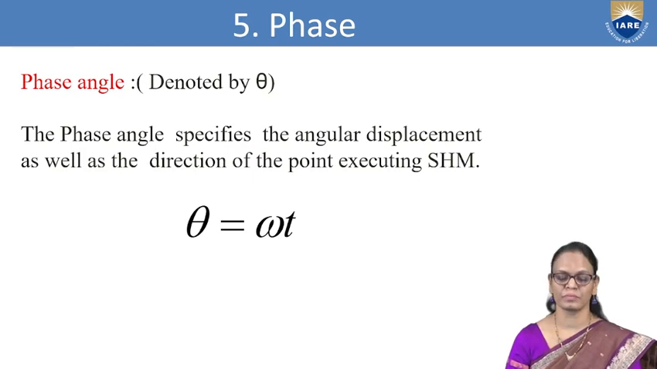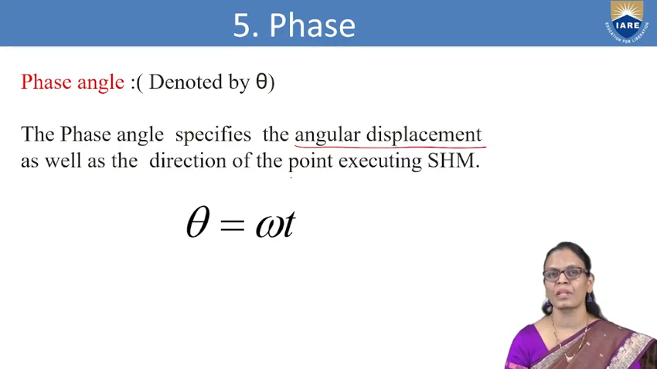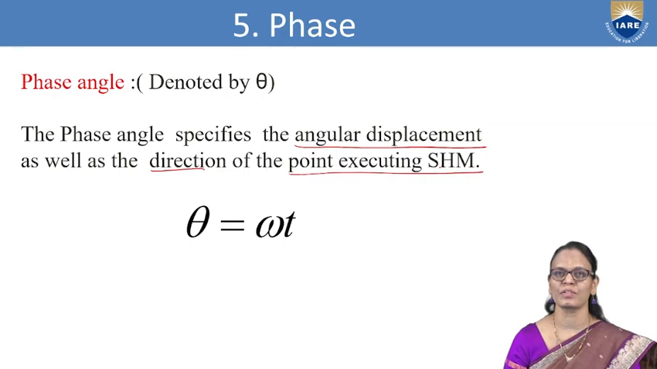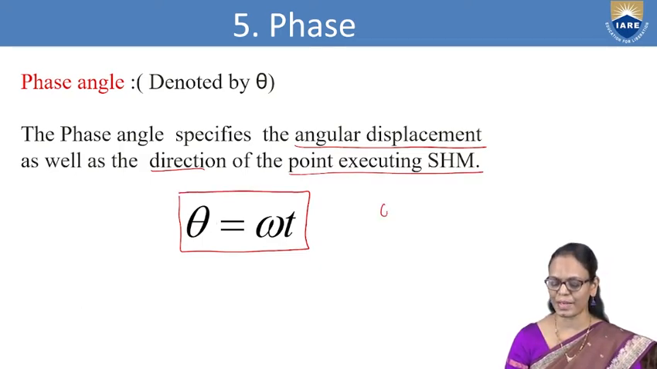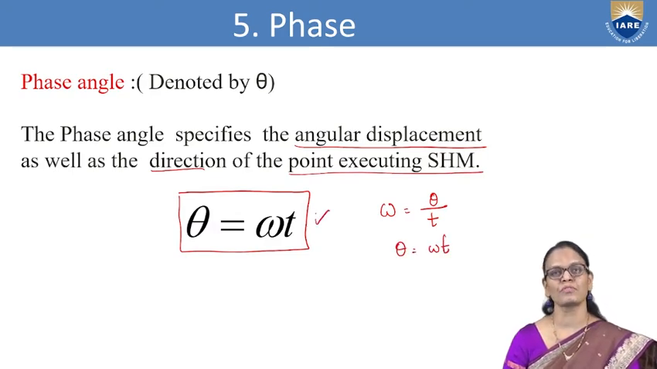What is phase? Phase specifies the angular displacement as well as the direction of the point executing simple harmonic motion. So theta is equal to omega t. To remember this, recall the basic formula for angular velocity, omega is equal to theta upon t. So theta is equal to omega t. That is how we define the phase.